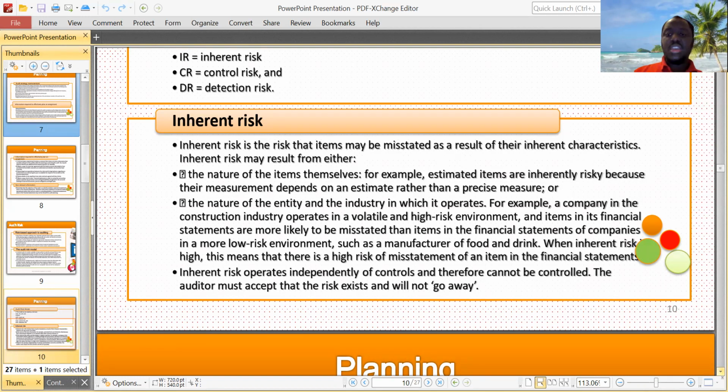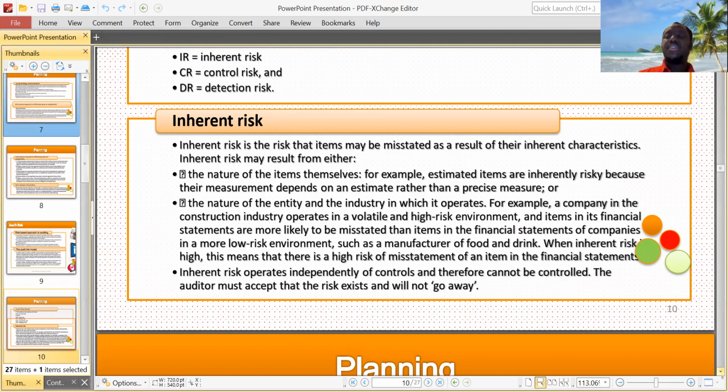Then what about the nature of the entity? For example, there are certain industries that have some inherent risks, right? For instance, let me give a typical example. Here we say the construction industry, it operates in a very high risk environment.